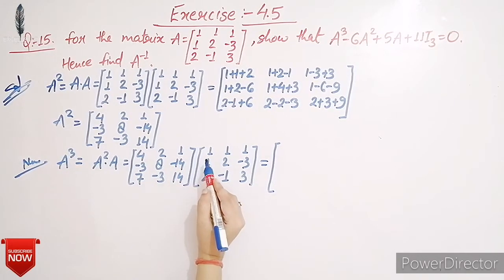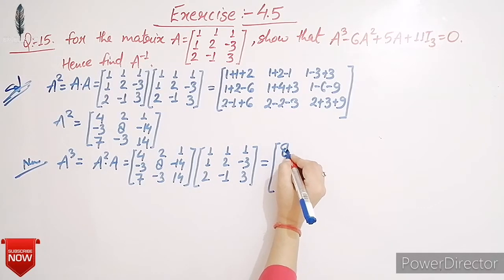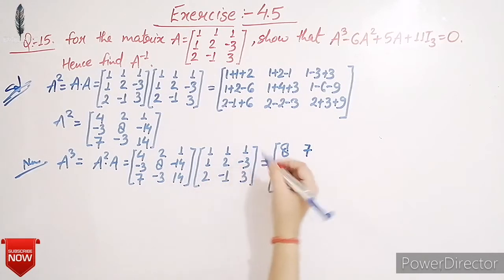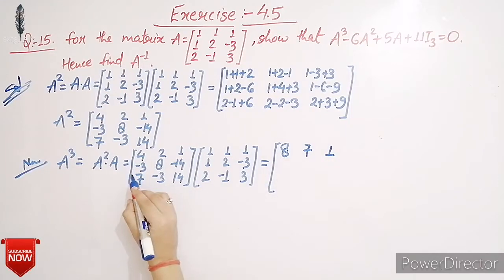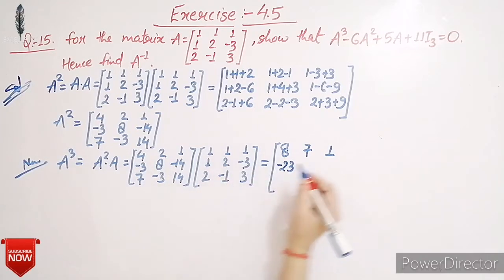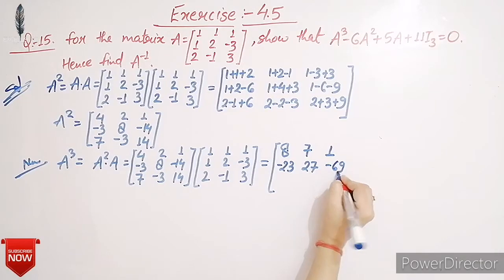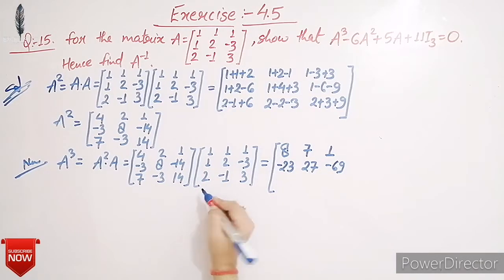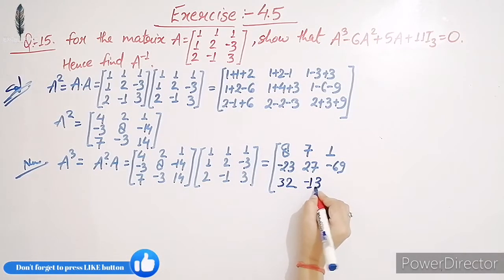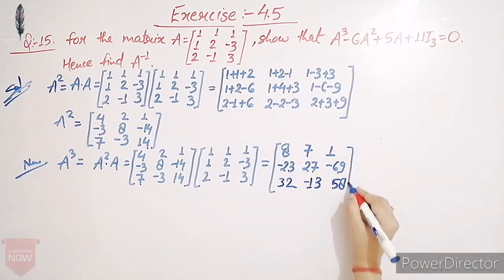first row by first column, here we have 8. Now first row by second column, here we have 7. First row by third column, here we have 1. Second row by first column, we get minus 23. Second row by second column, we have 27. Second row by third column, here we have minus 69. Now third row by first column, it is 32. Third row by second column, we have minus 13. Third row by third column, here we have 58. It is the value of A cube.